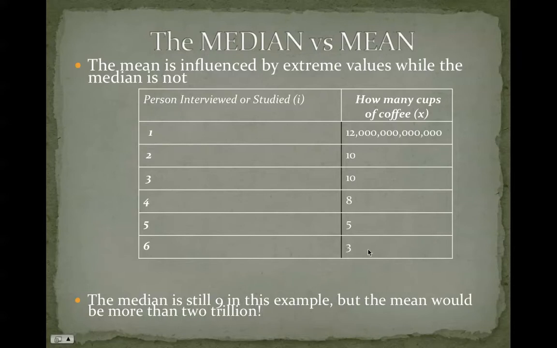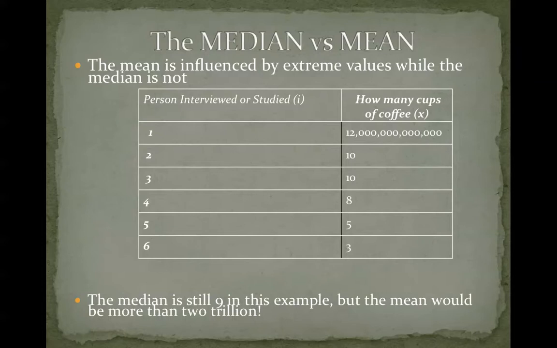But if you do the median, it's still 9. The median is not influenced by this guy at all. It's still 9. So in that sense, the median is much more powerful, or at least less prone to the extreme bias that this person who said he had 12 trillion cups of coffee incurred.